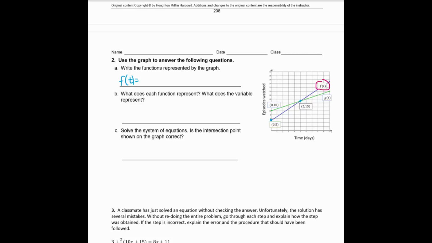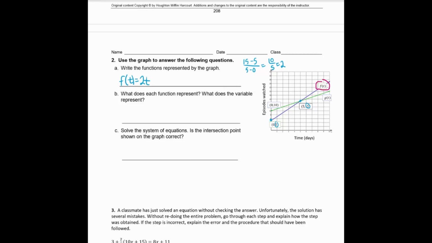How much am I rising and how much am I running? Or use the slope formula, y2 minus y1 over x2 minus x1. We need to come up with how much it has changed from (0, 5) to (5, 15). We do that by looking at the up and down change over the left to right change. The up and down change is 15 minus 5, and the left and right change is 5 minus 0. So that gives me 10 over 5, which is 2. So the slope for this one is 2.